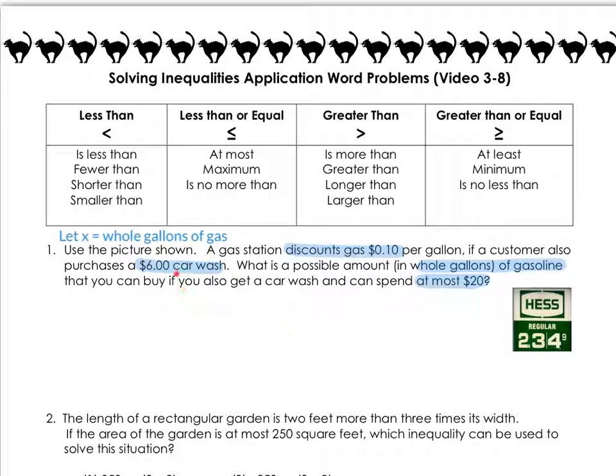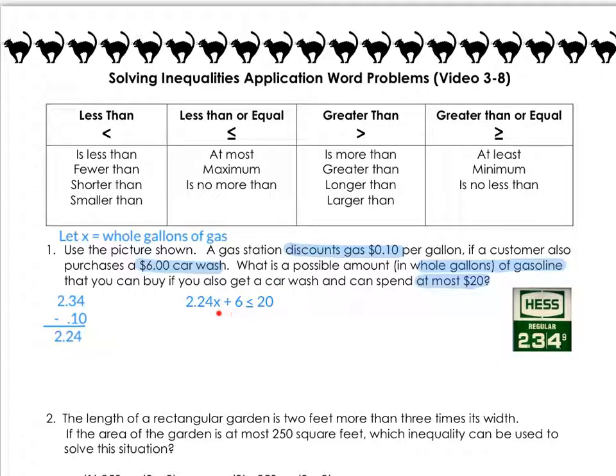We know that we're spending $6 on the car wash and we're discounting the gas 10 cents. Well, here's my picture to tell me how much the gas is. So it's $2.34, but I need to discount it 10 cents since I'm also buying the car wash. So if we discount it 10 cents, it means our gas is going to cost us $2.24 per gallon. So 2.24x. So if we have $2.24 per gallon x plus the $6 for the car wash, that needs to be less than or equal to 20.